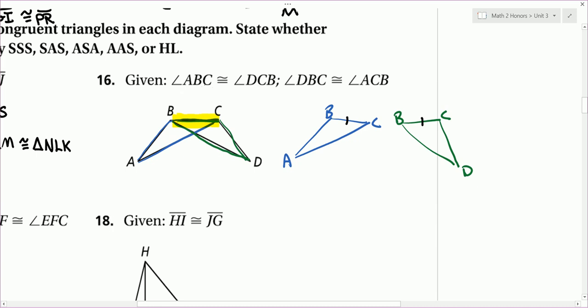So angle ABC, that's this angle here, is congruent to angle DCB. And angle DBC is congruent to angle ACB. So we see that both triangles are congruent by angle side angle. And then let's come up with a congruence statement. Triangle ABC is congruent to triangle, now what's going to correspond with A? It's going to be D. It's going to be DCB.